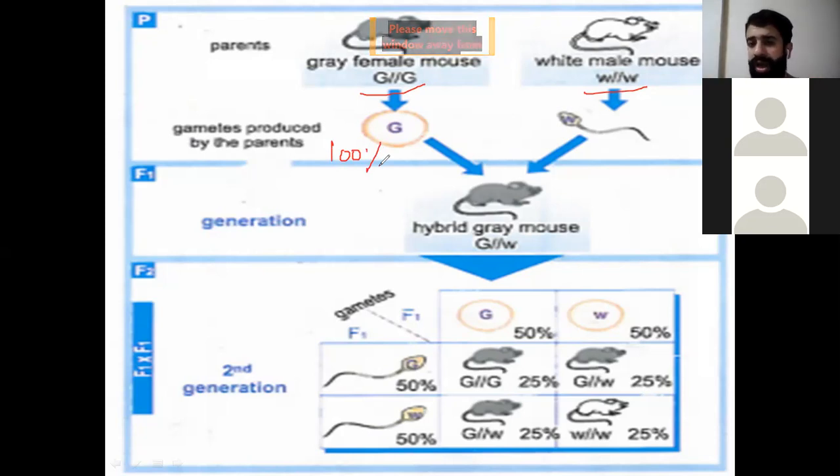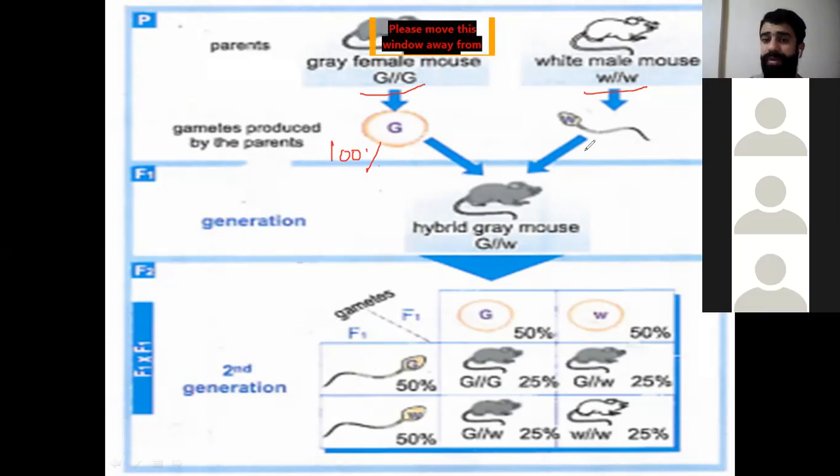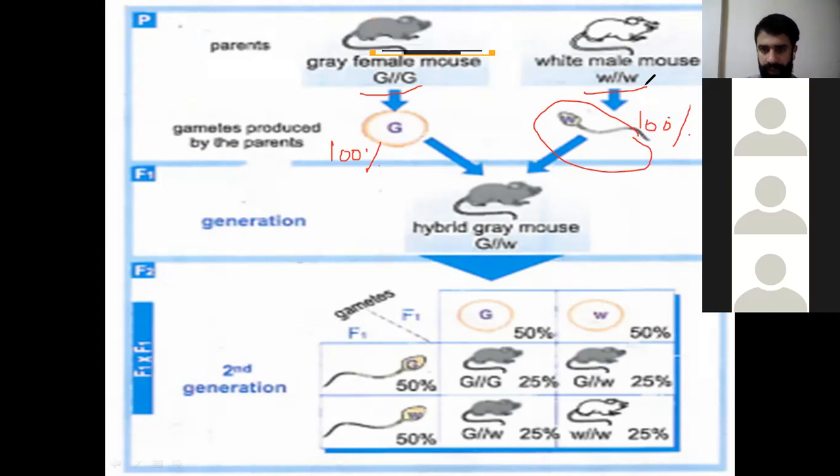Also for the white mouse, what do you think? The white mouse has WW. So with WW, what are the possible gametes? It's also 100% W. Very good. So to be clear from the beginning, this is what you have to know.